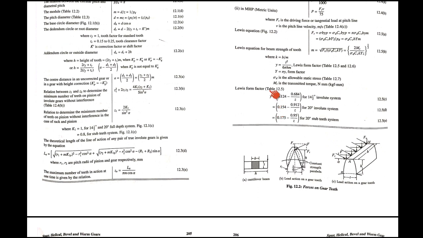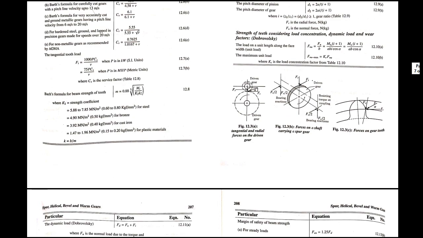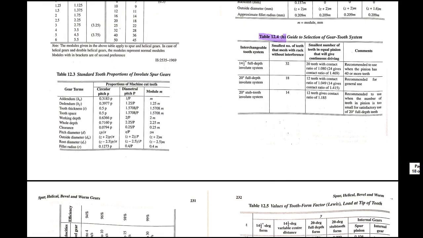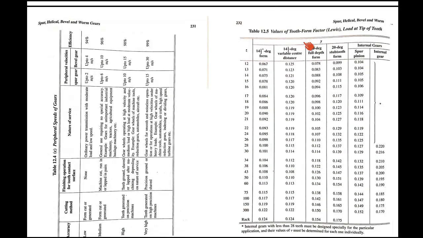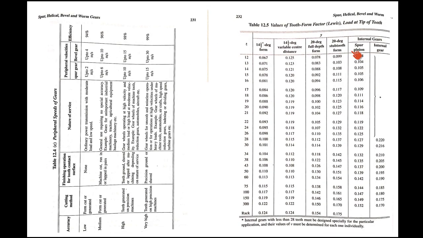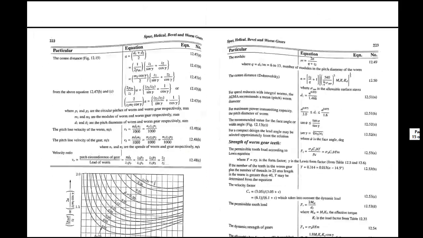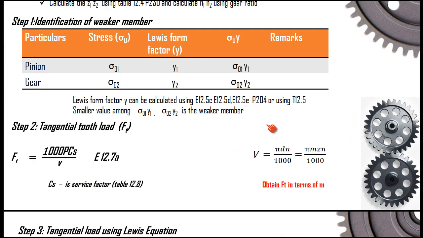This can also be obtained from table 12.5. In table 12.5, a tabular form is given. In that you can get the value. This is table 12.5, value of tooth form, Lewis form factor. So if you have the number of teeth Z, you are going to get the corresponding values. You can go for direct substitution or you can use this table. Both are acceptable. So once you have these two values, you come back to the initial step.